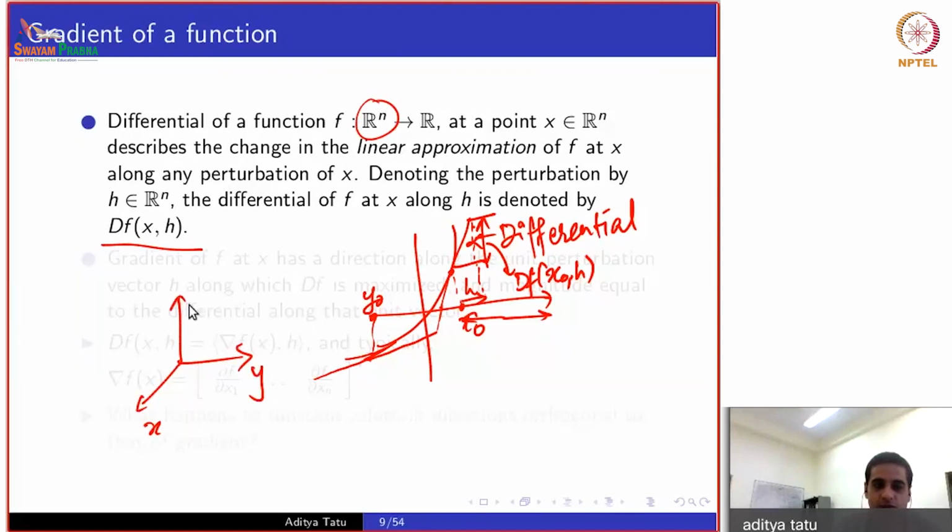The domain is 2D, and I want to find out at this point x0, y0, what is the linear approximation. So the linear approximation to the function would be some sort of a plane, right?